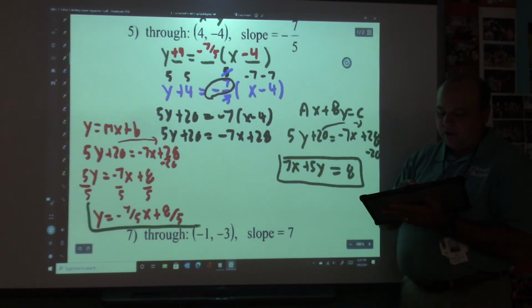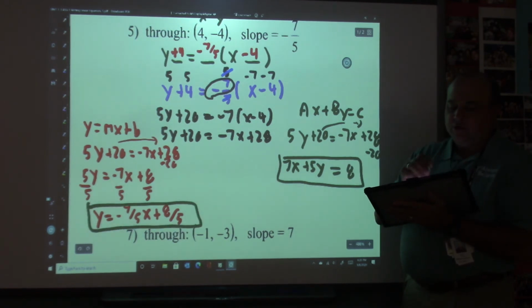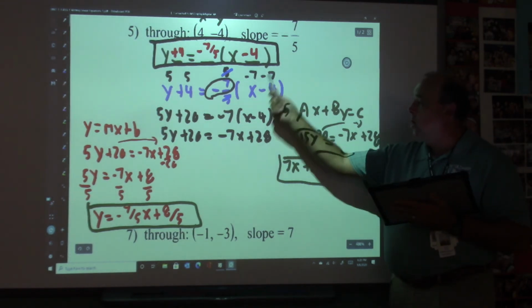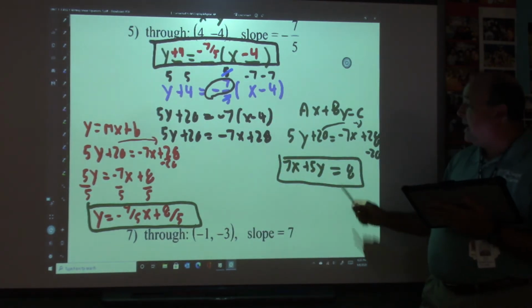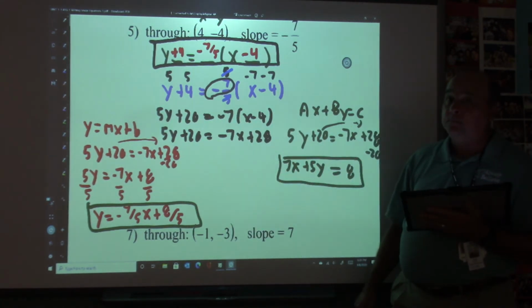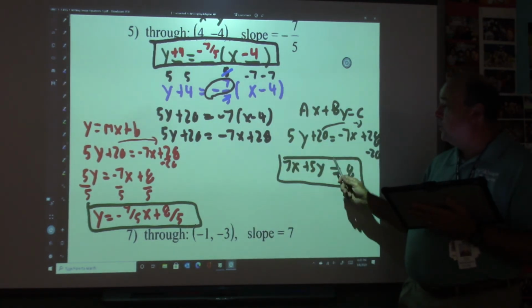This is my y-intercept form. And this right up here would be my point slope. So I have point slope, I have y-intercept, and I have standard. All three of these equations would graph the same line.